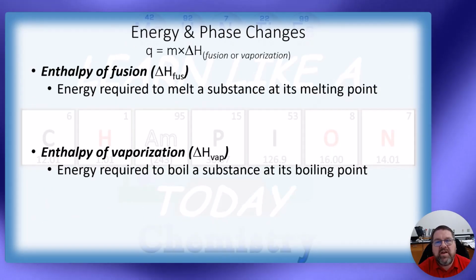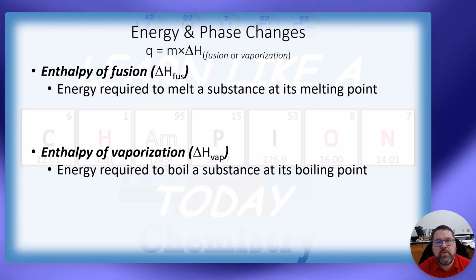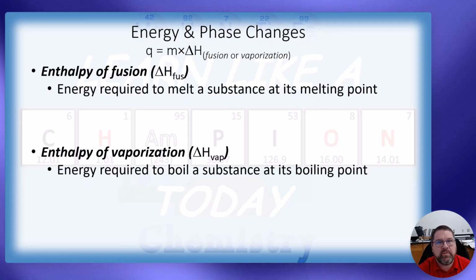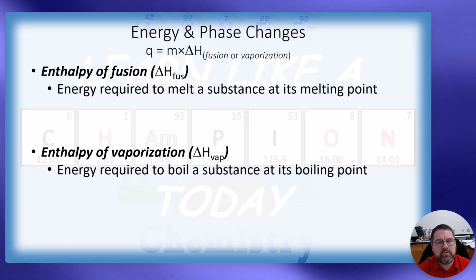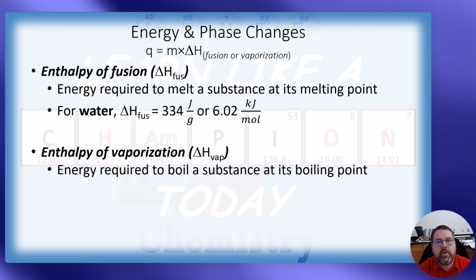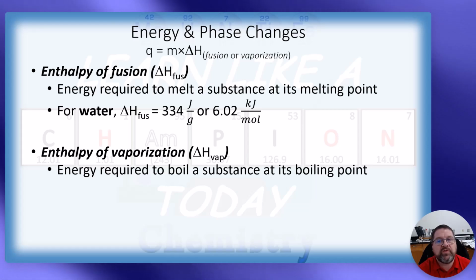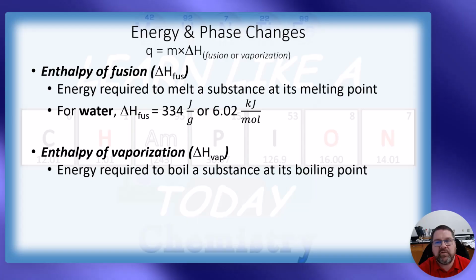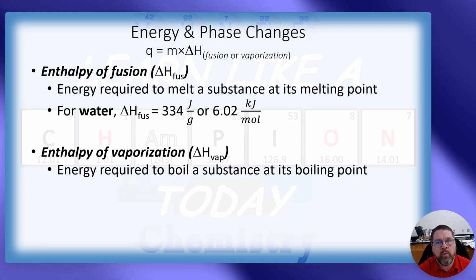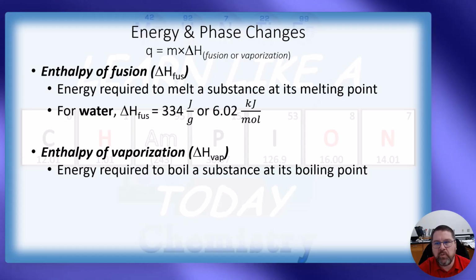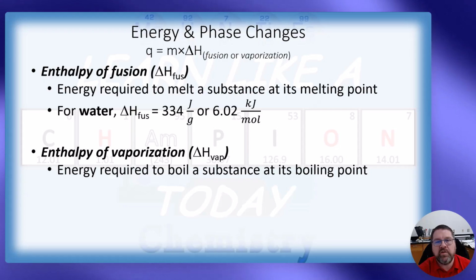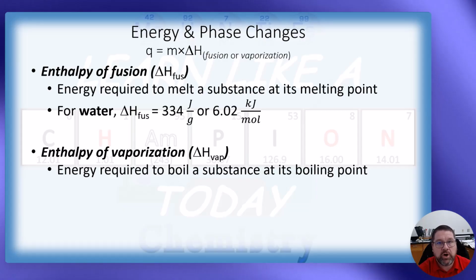So when we think about these different enthalpies, the enthalpy of fusion is the energy that's going to be required to melt a substance at its melting point per gram or per mole if you're doing a molar value. And for water, this value is 334 joules for every gram. If we want the molar enthalpy of fusion for water, it would be 6.02 kilojoules per mole. We can easily interconvert between those two values using the molar mass for the substance, water in this case, to go from grams to moles.